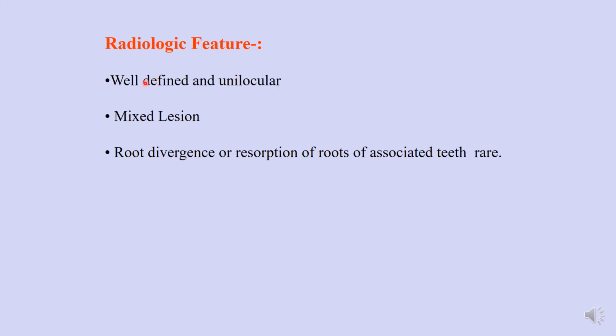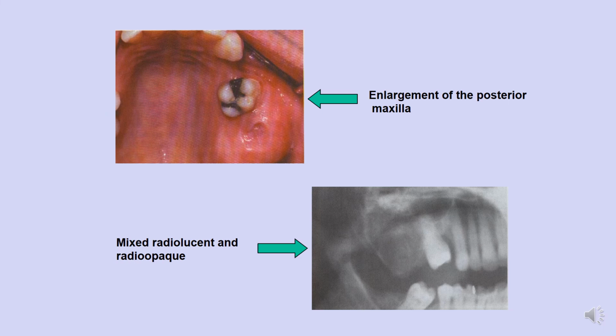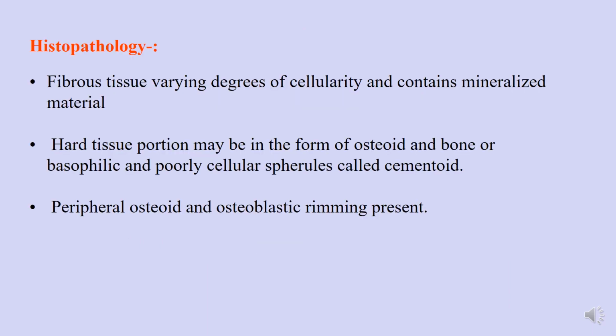Radiographically, what we see is a well-defined, unilocular, mixed radiopaque lesion, right? Commonly, root divergence is seen, while resorption of the roots of the associated teeth is rare. So let's look at this here. There's an enlargement of the posterior maxilla, with a mixed radiopaque-radiolucent lesion. Now, this is actually a rare case. More commonly, ossifying fibromas affect the mandible.